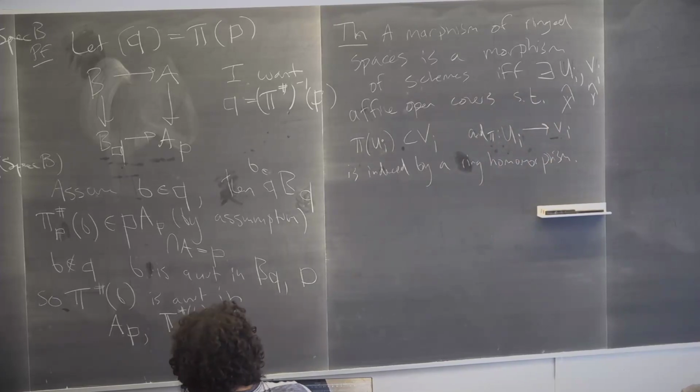The point of a morphism of local rings is that it sends units to units and sends non-units to non-units. Whereas if I have a general ring homomorphism between local rings, it might send things that aren't units to units.